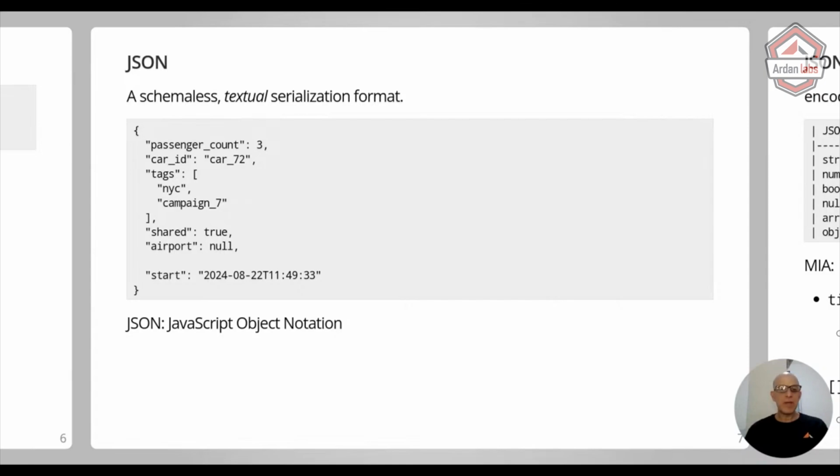But the big advantage of JSON is that almost every language speaks it, including the browser. JSON, JavaScript Object Notation, comes from JavaScript, so it can work with it. Now, JSON has specific types. The passenger count here is 3, which is a number. Then we have car ID, which is a string. We have tags, which is a list in JSON. We have Booleans, we have null.